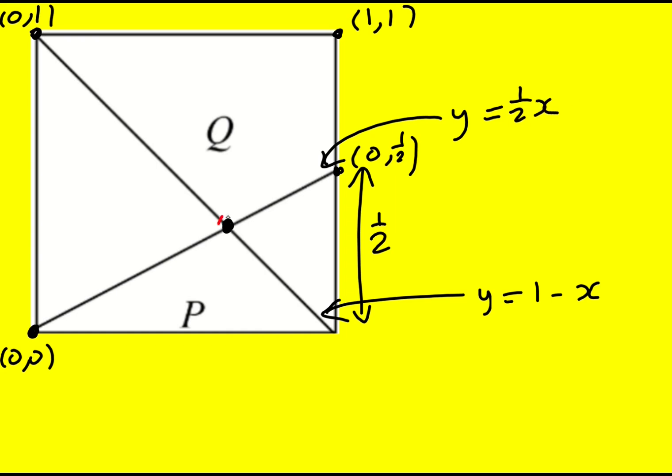And if I want to find where they intersect, I can simply set them equal. A half x equals 1 minus x. That means 3 over 2 x is equal to 1. x is 2/3. And then y is a half of x at that point, or 1 minus x. In both cases, we get y is 1/3.